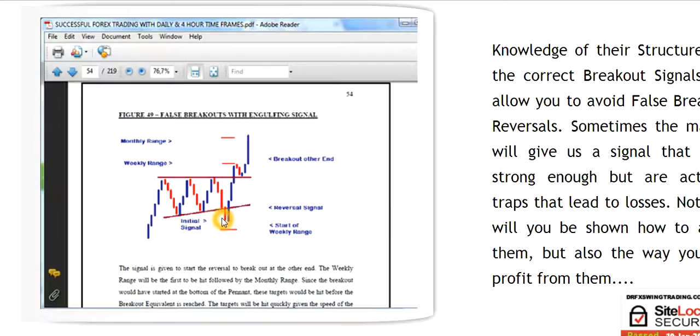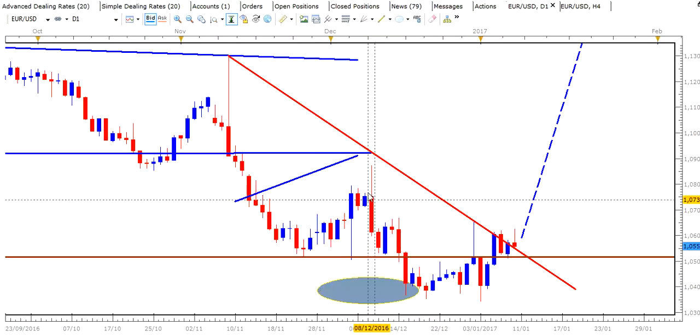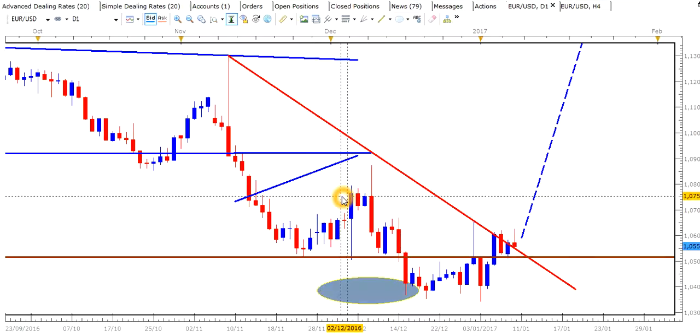Now, there are several reasons why this can take place. One of which is that we could have a weak breakout signal, or even if we do have a strong signal, if it's against the main direction of the trend, or if, as I said before, the breakout candle is not supported by a strong setup in the form of a consolidation or a counter trend line, then the breakout will fail. So those are some of the main reasons why false breakout reversals take place.